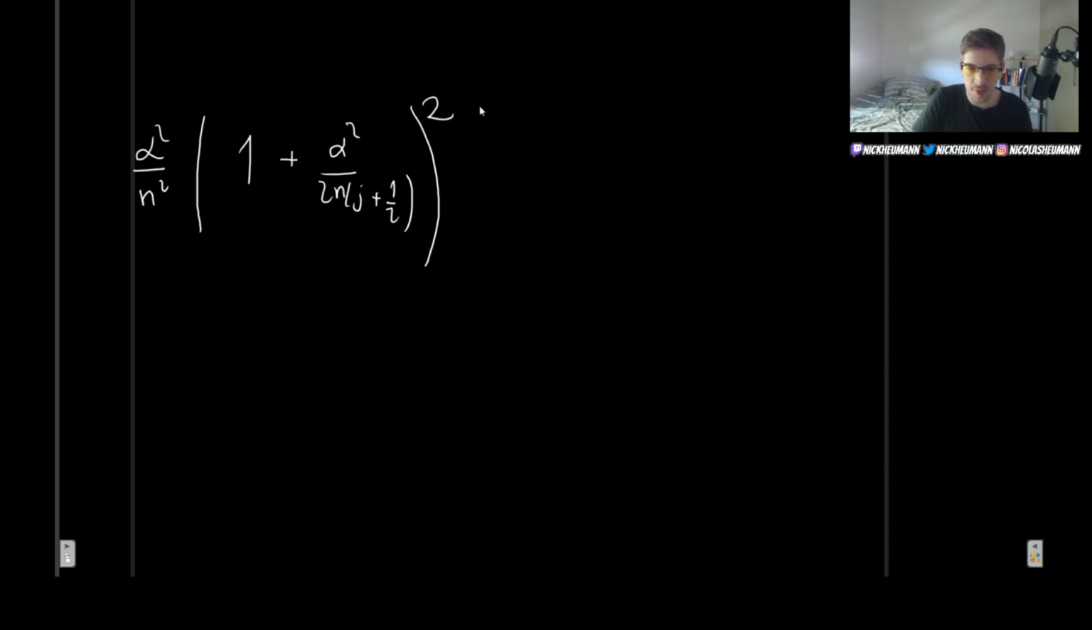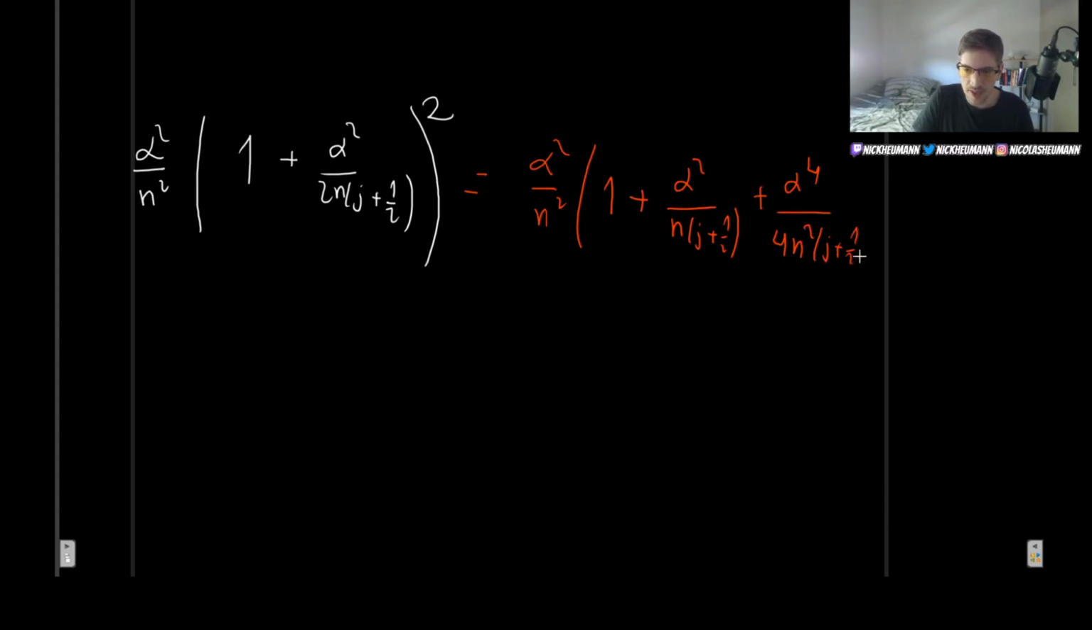Let me move it. There we go. All right. So this is going to be alpha squared over n squared times 1 plus, and then we have 2 times this, so alpha squared over n times (j plus 1/2), and then plus this squared. So plus alpha to the 4th power over 4n squared times (j plus 1/2) squared.